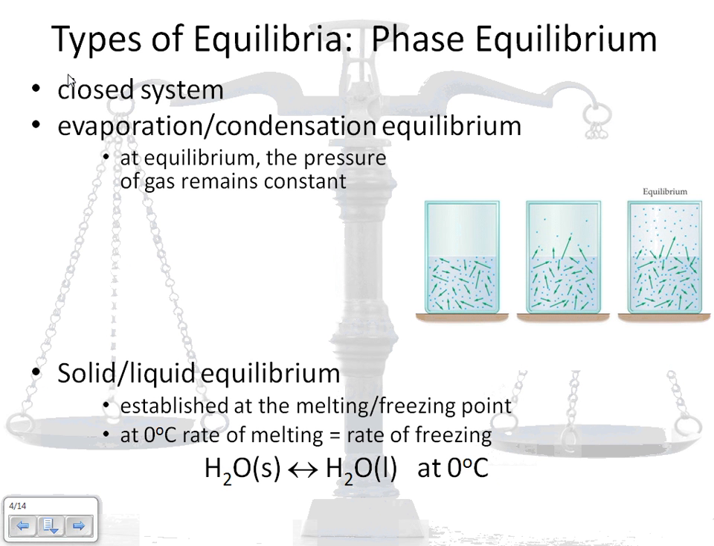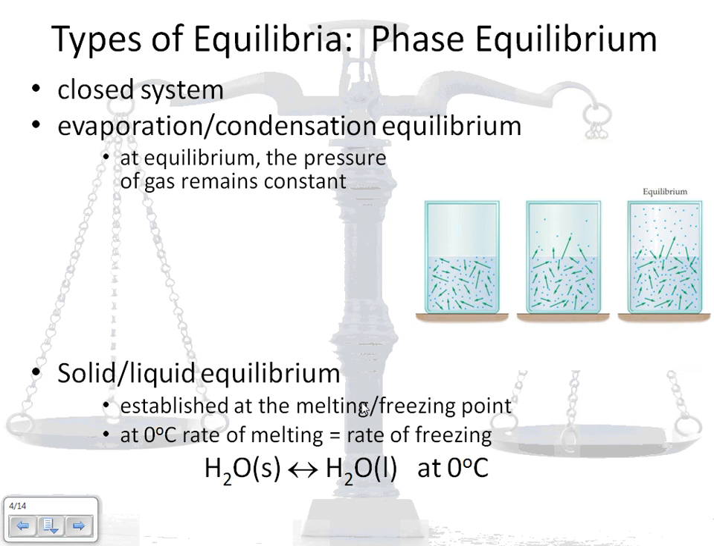All right, another type of equilibria is a phase equilibrium. So this, again, has to happen in a closed system. And it looks at evaporation and condensation in particular. That's sort of our easiest way to measure this one. So at equilibrium, the pressure of gas remains constant. A solid liquid equilibrium we can also do. It's a little bit harder to measure, but we can still do it in the lab. So in phase equilibrium, we're looking at the change of state.